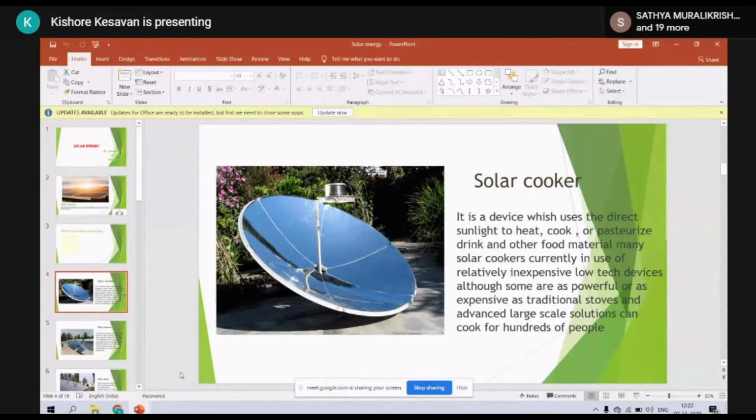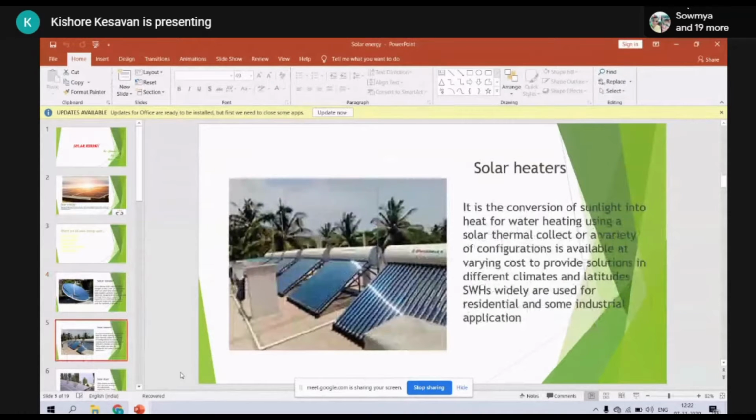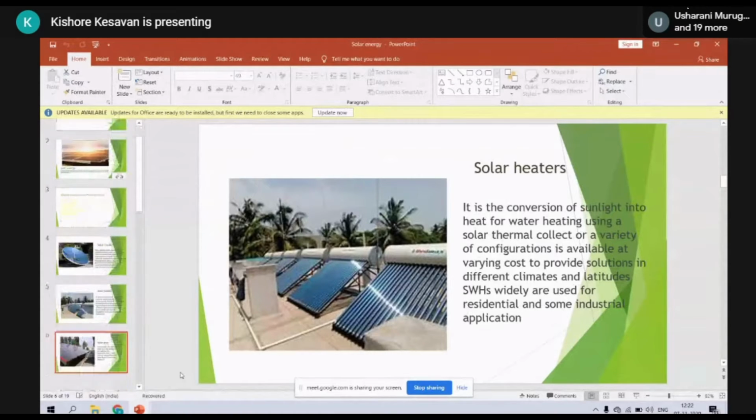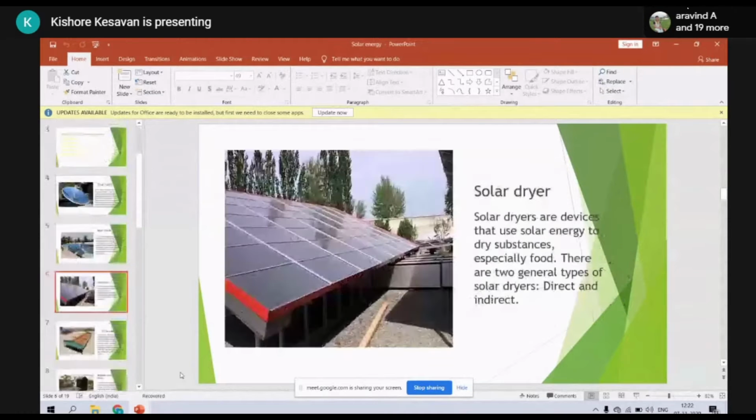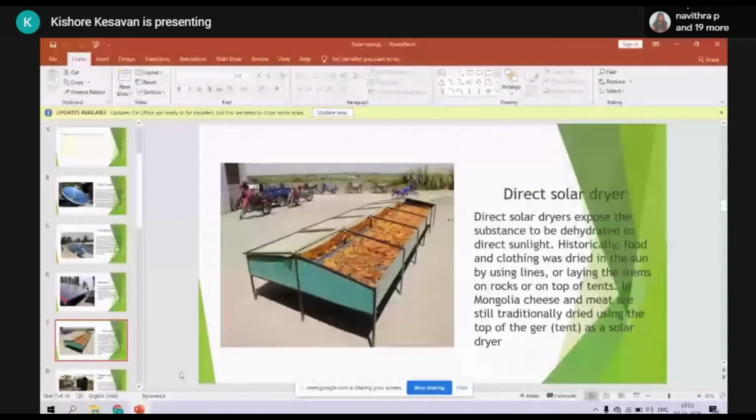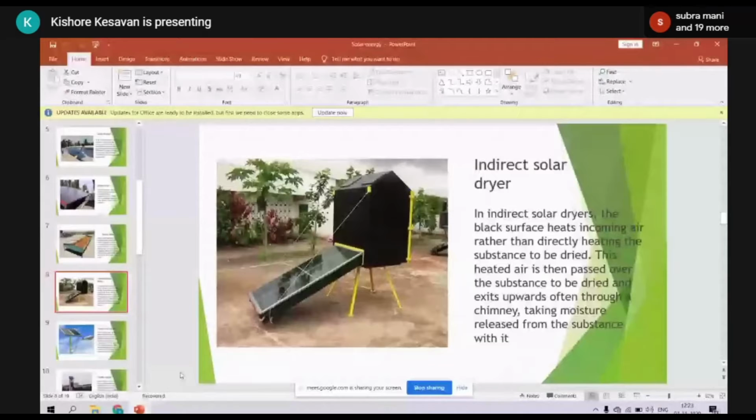Solar heaters. It is the conversion of sunlight into heat for water heating using a solar thermal collector, with a variety of configurations available at varying cost to provide solutions in different climates and latitudes. Solar dryers. Solar dryers are devices that use solar energy to dry substances, especially food. There are two general types of solar dryers, direct and indirect. Direct solar dryers expose the substance to be dehydrated to direct sunlight. Indirect solar dryers. The black surface heats incoming air rather than directly heating the substance to be dried.